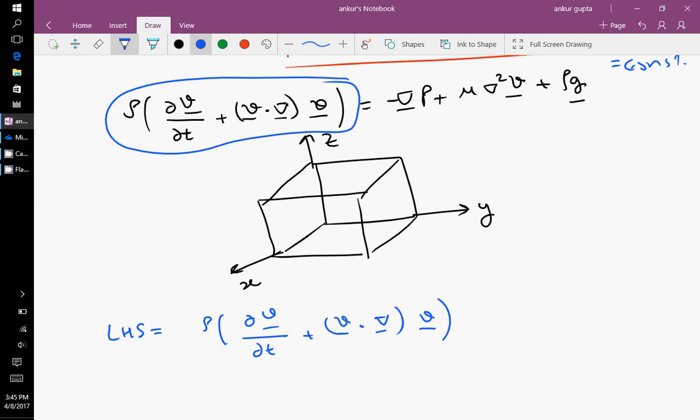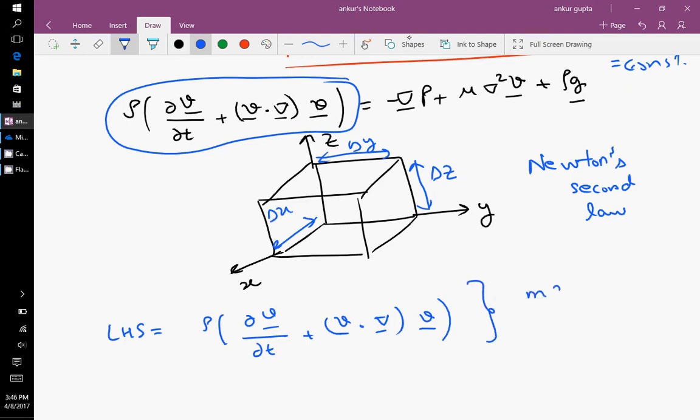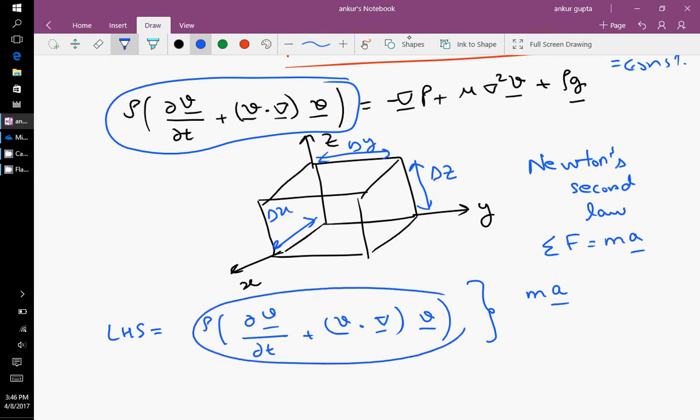As you can recall, in class we discussed that the Navier-Stokes equation is nothing but Newton's second law. Basically what we are trying to do is write a force balance on a fluid element. This cuboid shown here is an element of size delta z, delta y, delta x, on which we had written this balance. The left hand side was the mass times acceleration part of Newton's law. So Newton's law is basically that the summation of force is mass times acceleration. So this rho del v by del t plus v dot del v vector is this mass times acceleration part.